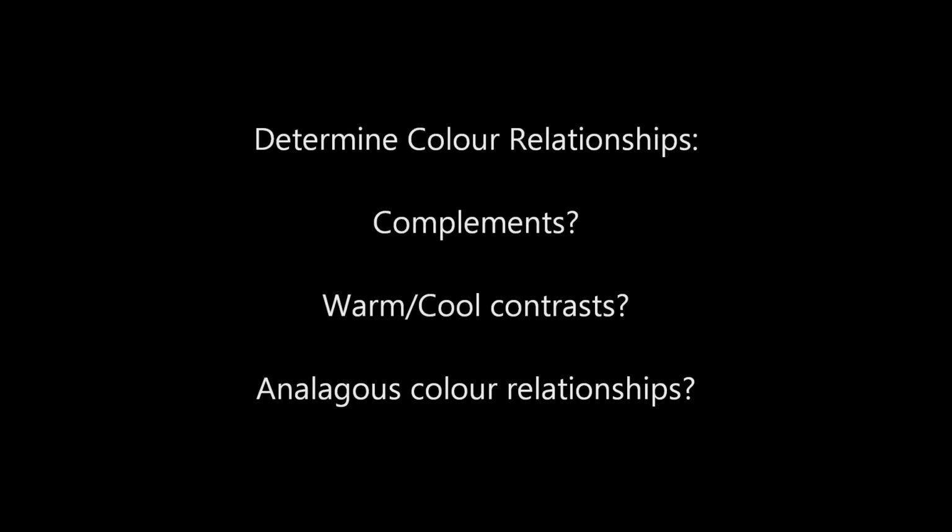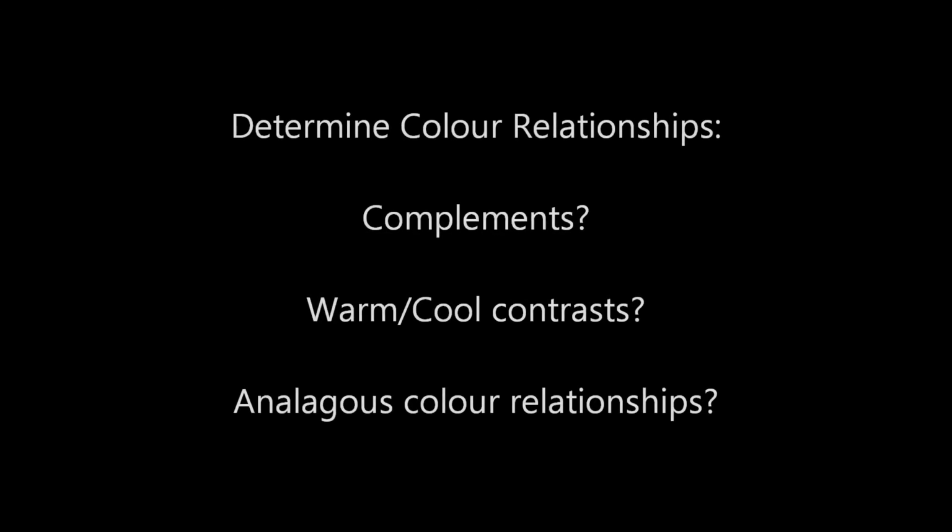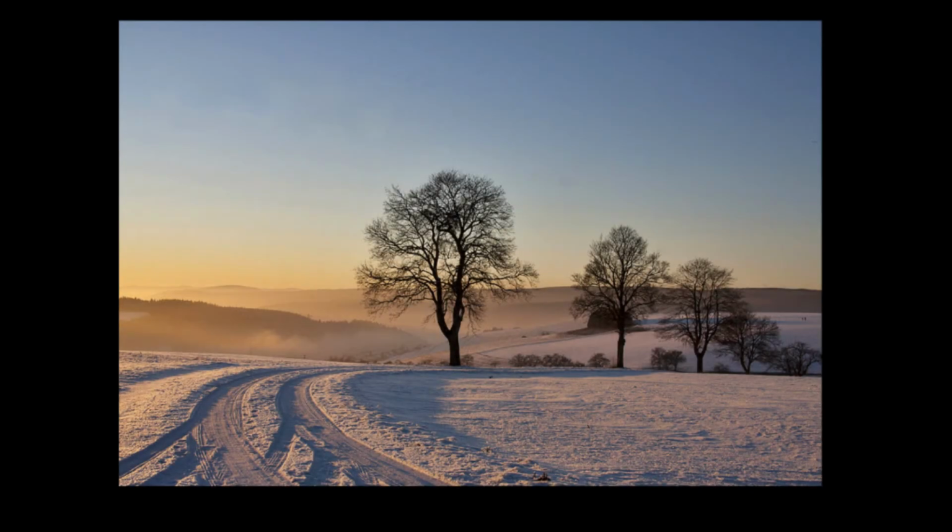Next, I want to determine how these colors relate to one another. For example, is there a complementary color relationship? Are there warm, cool color contrasts? Or is there an analogous color relationship? There are warm, cool color contrasts in the sky and in the contrast between the light and shadow of the snow. The white of the snow isn't just plain white. When compared to the shadow of the snow, it looks warm, almost pinkish. There is also a complementary relationship between the blue of the sky and the brown of the hills and trees.